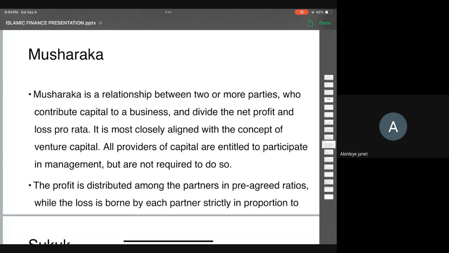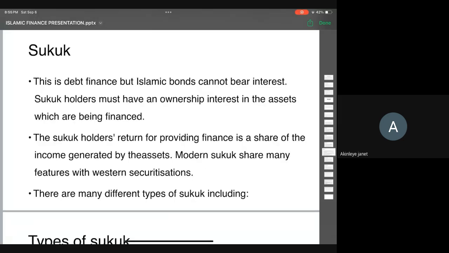All providers of the capital are entitled to participate in management, but not required to do so. The profit is distributed among the partners according to capital contributions, and same as loss. We bear the profit and loss together. So that is all about Musharaka. So when you hear about Musharaka, know that the definition that will fit in is partnership. Anything partnership that comes to your mind is Musharaka.